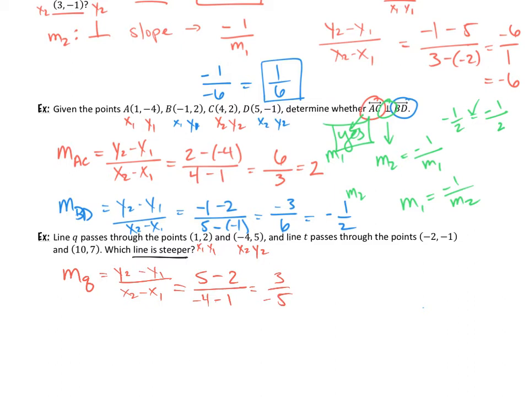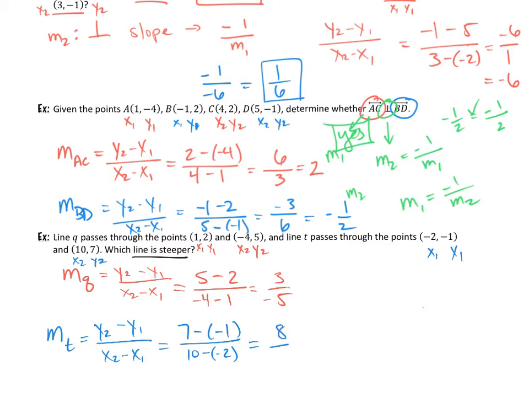And then I'm going to have to look at line T. So x1 and y1 for that point, and then x2 and y2 for that point. The slope of line T, same formula. And now that is 7 minus -1 over 10 minus -2. So this is 8 over 12, which both the numerator and the denominator are divisible by 4, so I'm going to divide both of those by 4 and get 2/3.